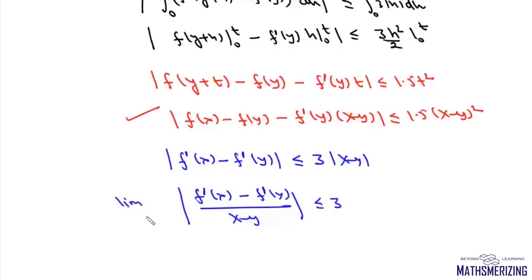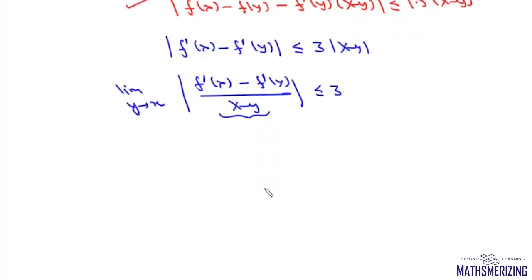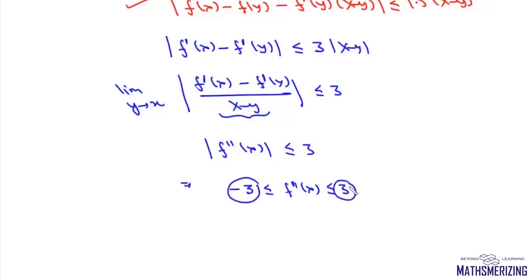Now we'll take this limit y tends to x. Now we take limit y tends to x, then on the left hand side, this expression is nothing but f double dash x. So we can write this as mod of f double dash x will be less than or equal to 3. Now when mod x is less than a, x lies between minus a and plus a. So we can write f double dash x will lie between minus 3 and plus 3. So its smallest value is minus 3 and its largest value is plus 3.